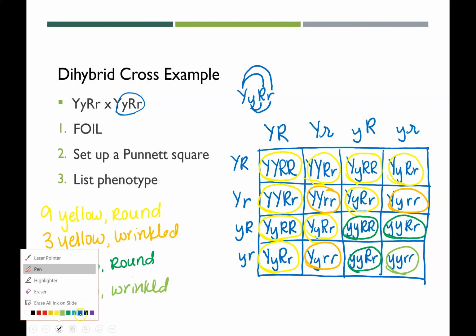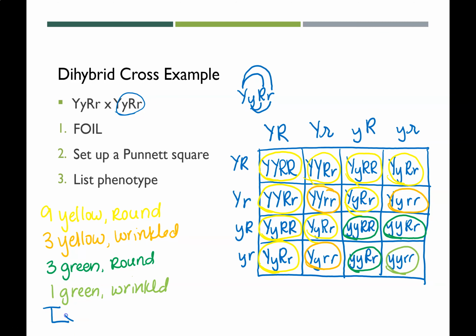Now, you will probably recognize this ratio. This ratio is really important. This is our dihybrid ratio for two heterozygotes. This will not always happen, but it will always happen if you are crossing two individuals who are heterozygous for two traits. And remember this one, because this one is an important one, okay?